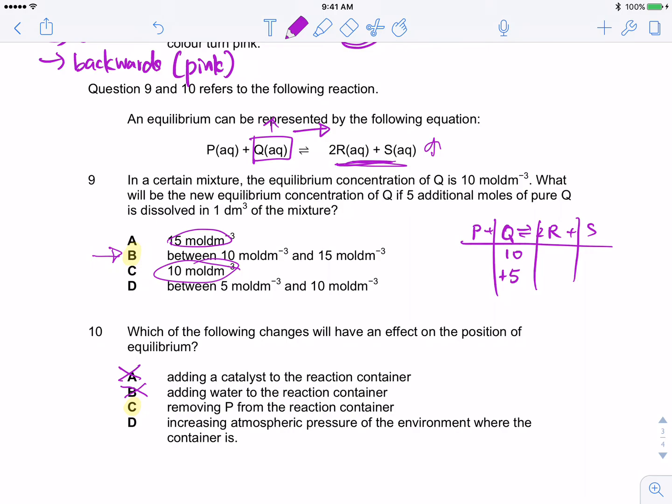C. Removing P from the reaction container. Now if I remove this totally, equilibrium will shift towards the left to try and replenish the loss in P. So it does have an effect on the position of equilibrium. D. Increasing atmospheric pressure. Now, none of them are gaseous, so pressure is not a factor. So answer is C. Oh no.